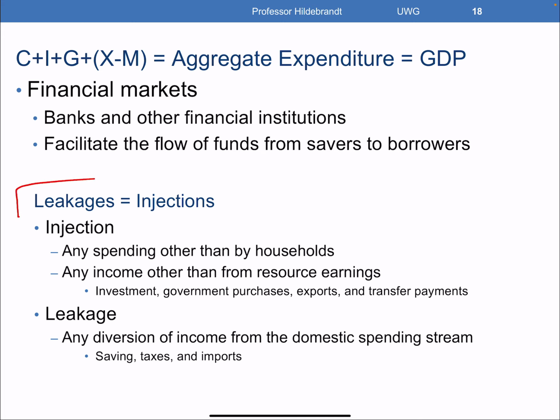When we look at our total circular flow, we should see that leakages equal injections. So remember, injections are when dollars are going back into the circle, and it's done by all spending other than the household spending, and income other than from resource earnings. So investment, government purchases, exports, and transfer payments. These are all examples of our injections. Leakages then are any diversion of income from the domestic spending stream. And so those three are savings, taxes, and imports. So you need to make sure you know the differences between injections and leakages.